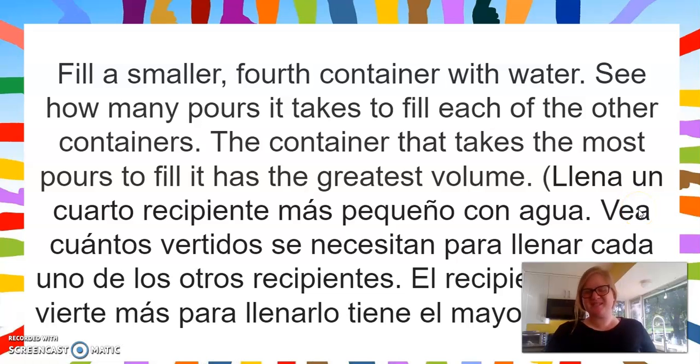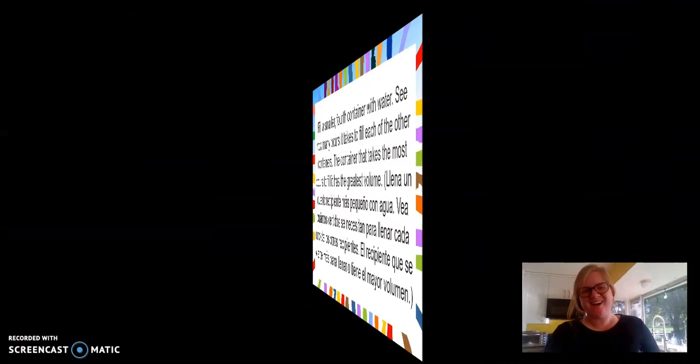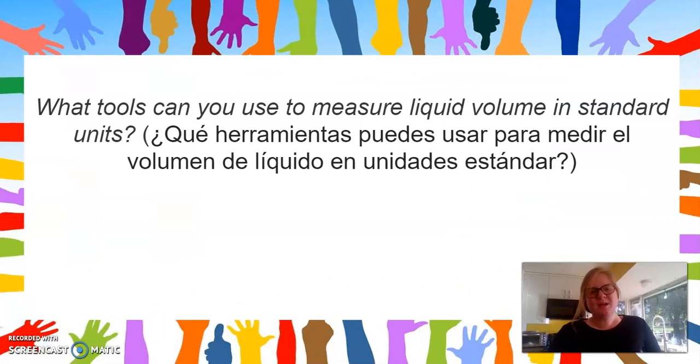Okay, welcome back. Still in my kitchen. Okay, so what tools can you use to measure liquid volume in standard units?